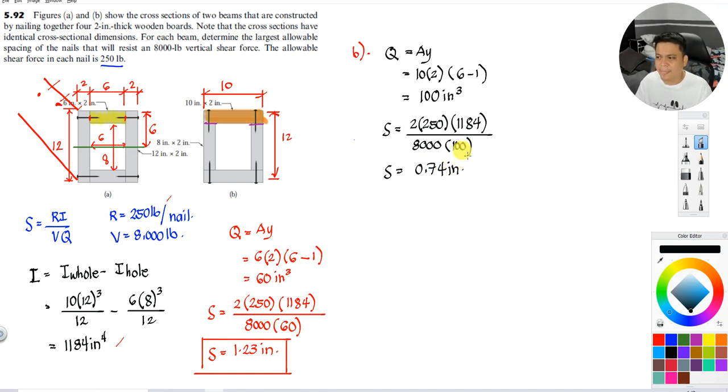Mas masinsin. Kapag pala ganito yung orientation, mas masinsin yung requirement ng ating spacing. So, ibig sabihin, between the two, same cross-section, mas okay yung section A na gamitin. Mas tipid. Kasi every 1.23 inches lang yung pako. Pero ito, nire-require niya 0.74. So, that's how you compute for the required spacing for the fasteners of built-up sections. Sige po. Copy.